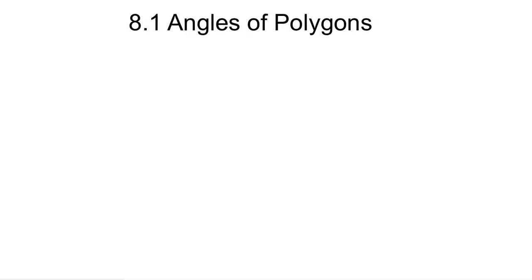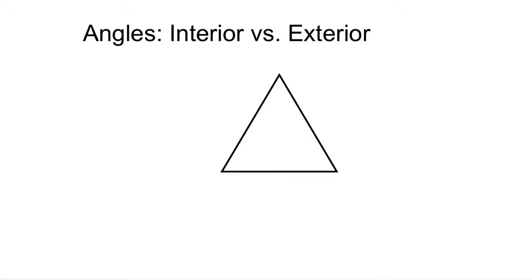So we're going to begin our unit on quadrilaterals, talking about generally angles in any polygon. Previously we've looked at the difference between interior and exterior angles. Interior angles are just the angles on the inside, the interior of a polygon, in this case a triangle.